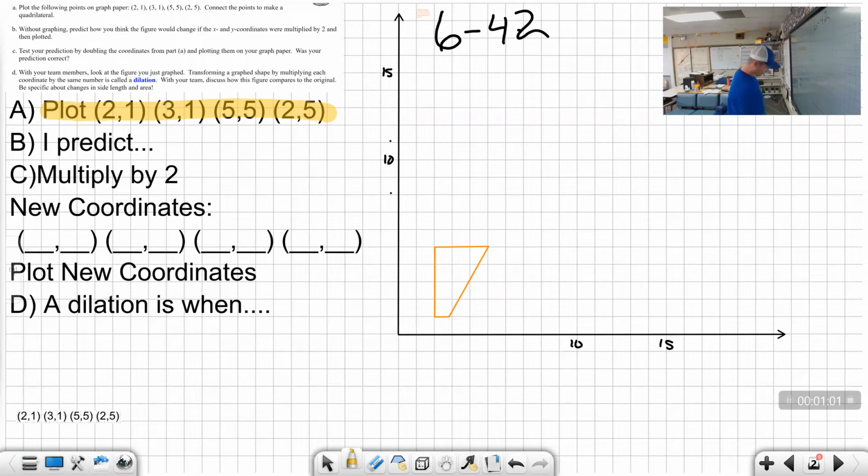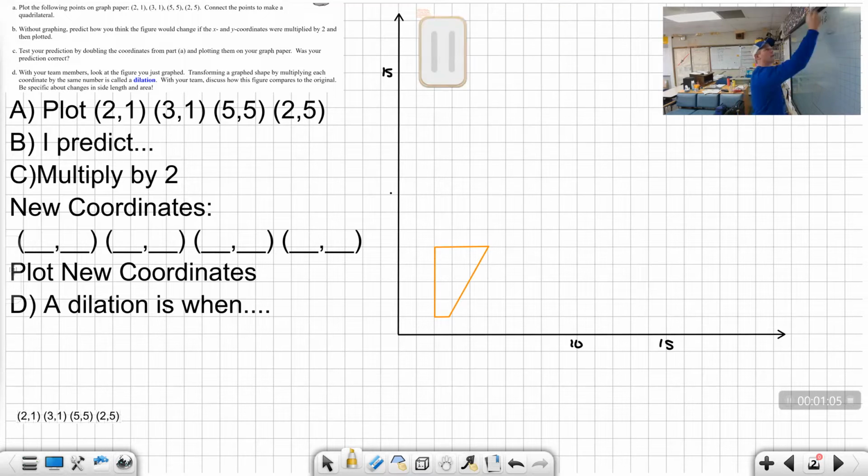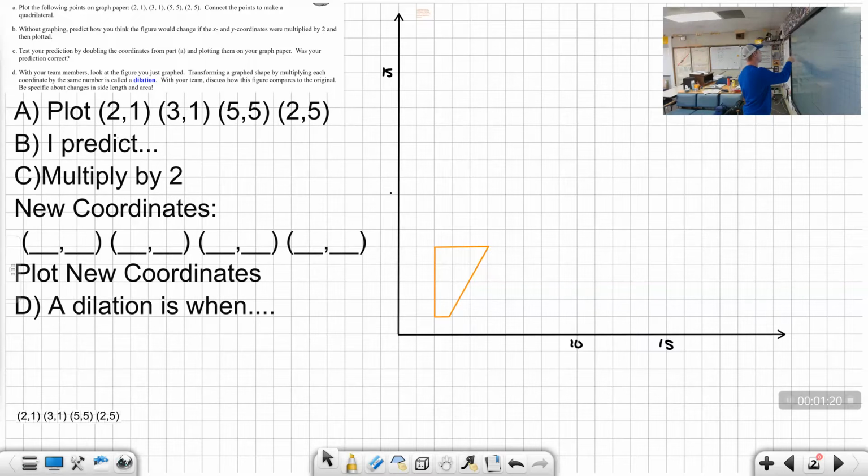Okay, welcome back. Now, you have plotted those 4 points. And here is the question for today. What's going to happen when you multiply the coordinates? In this problem, we're going to multiply by 2. Off to the right-hand side, you have a blank area. In that blank area, I want you to please write like this, B, I predict. Pause the video, make a prediction, what's going to happen.